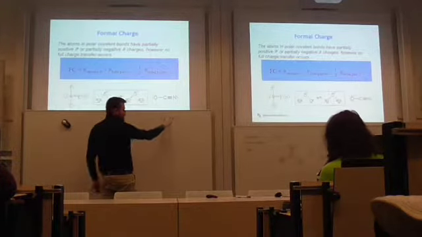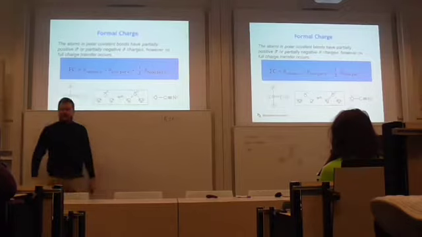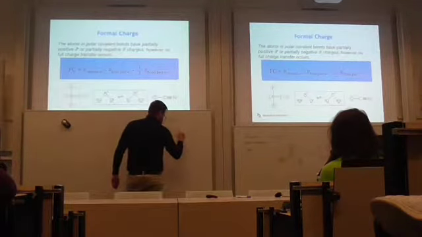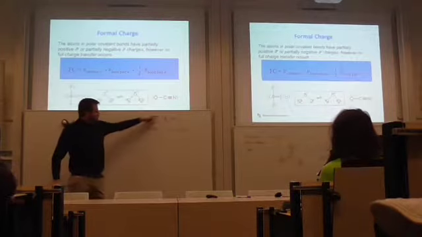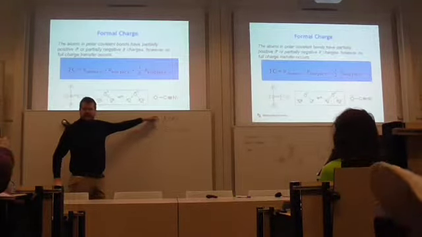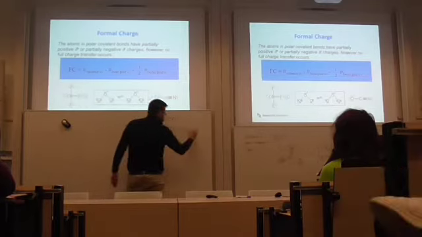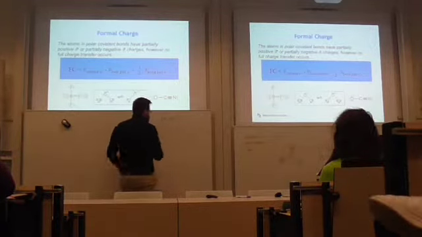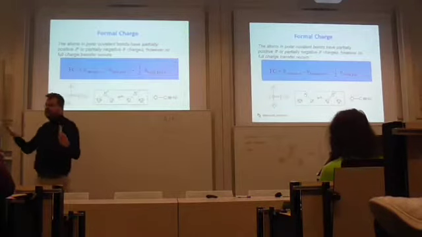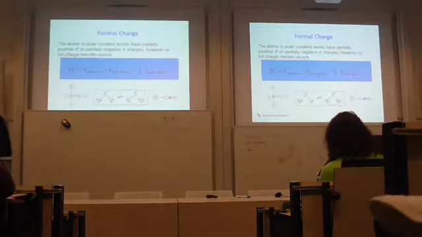Now, how many bonding electrons do I have here? 6. So it's going to be half of that, minus the number of lone pair electrons, which in this case is 2. I've drawn this as a line here, right? Equals what? 0. The formal charge on these two atoms is 0. And that's what you would expect, because it's a perfectly covalent molecule.